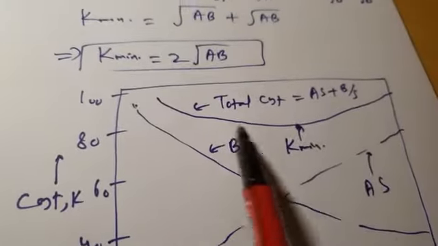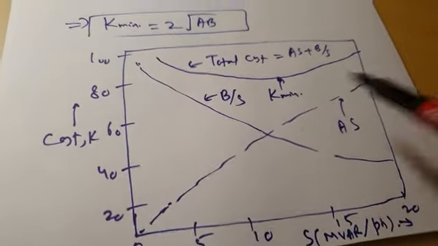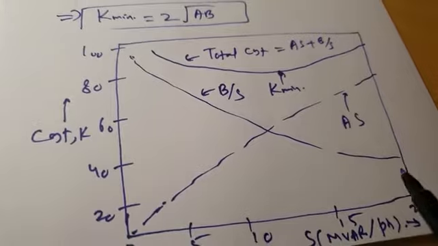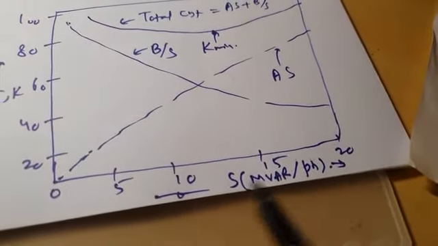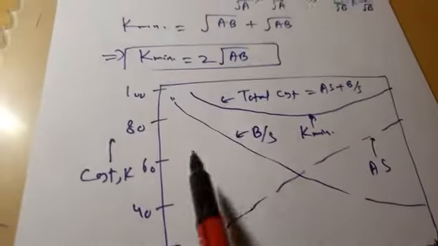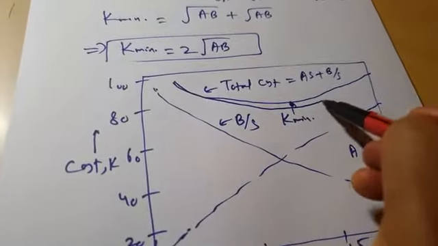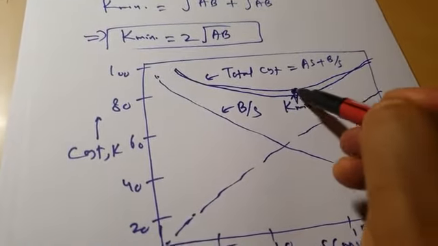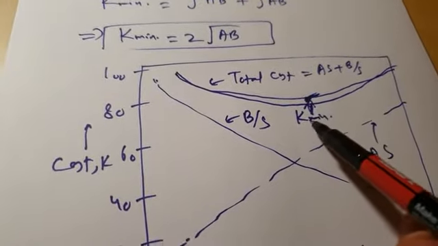And that is also confirmed by this curve. In this curve, this is the first component of cost, AS. This is the second component of cost, B by S. This is the variation of cost with total reactive power generation, megawatts per phase. The total cost will be given by this curve. I should give it more slope. Okay, like this. So total cost is AS plus B by S, and the minima of this curve is the minimum cost of the filter.